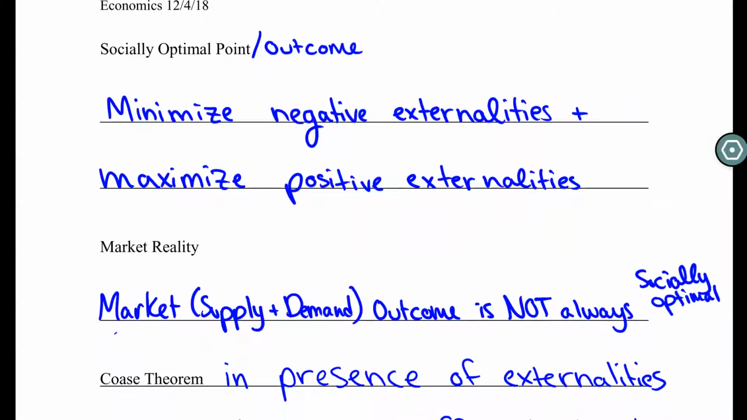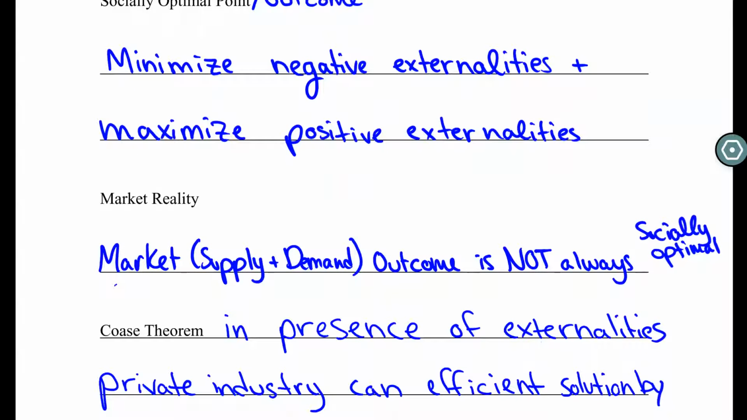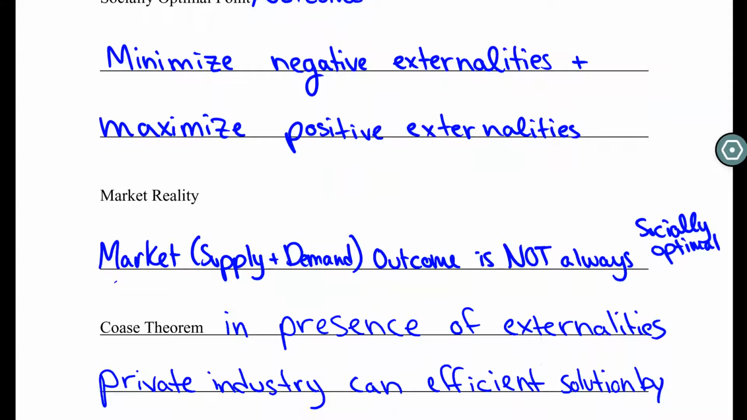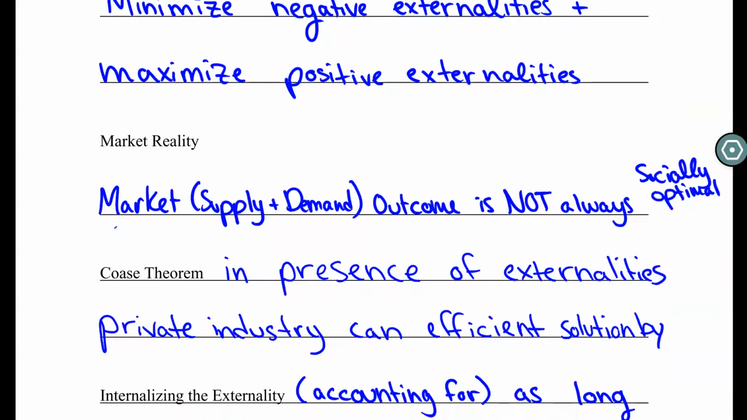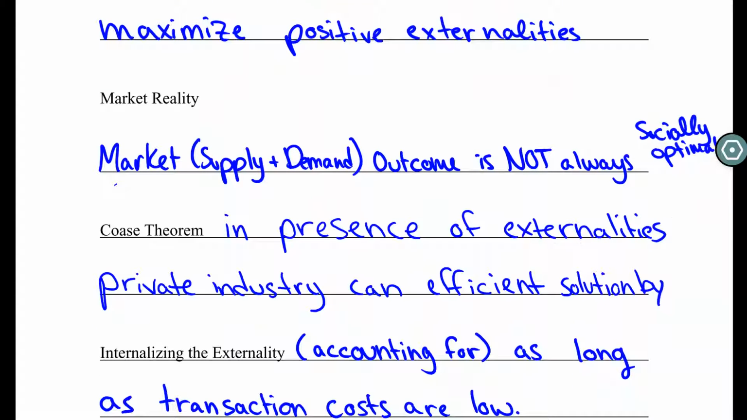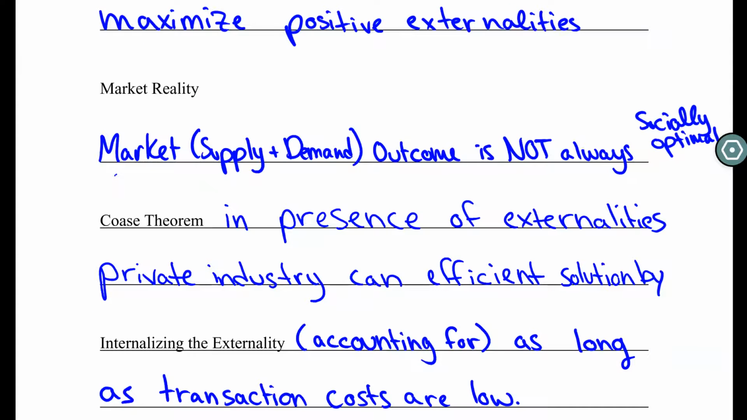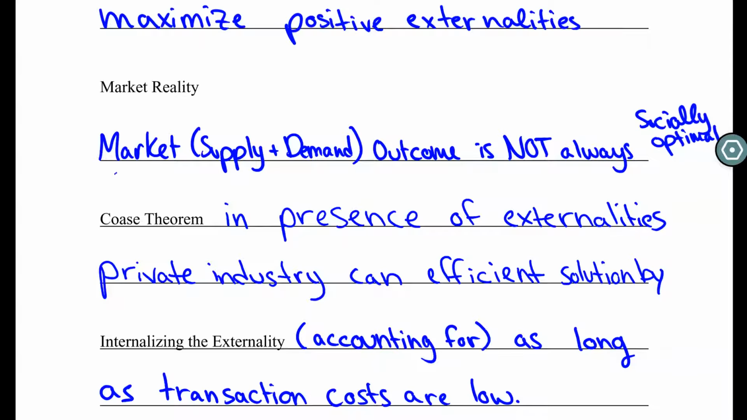So there's this guy Coase, and his idea is that in the presence of externalities, the private industry, so the companies themselves, can find an efficient solution by internalizing the externality. That means accounting for it, as long as the transaction costs are low. So as long as the costs of accounting for that externality are low, the firms can fix the problem on their own. All right.